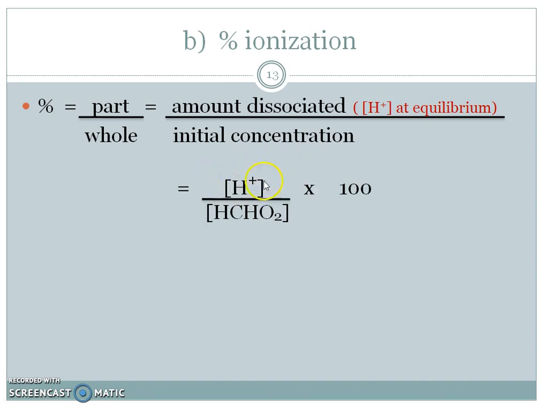So again, our part is our H plus concentration, and the whole is the initial concentration. And of course, it's a percent, so we're multiplying by 100. So plug and chug our numbers. Again, pause if you need to. Make sure you can do it in your calculator and get that answer. Again, it's a percent, so our unit is percent.